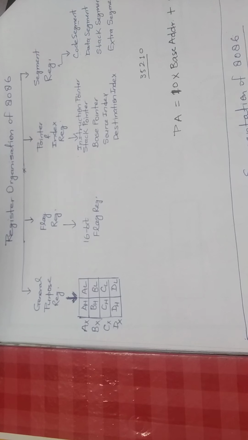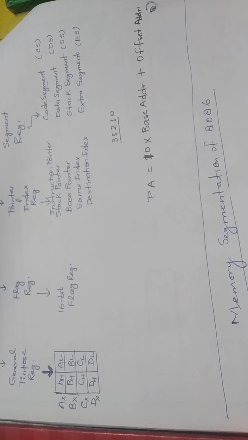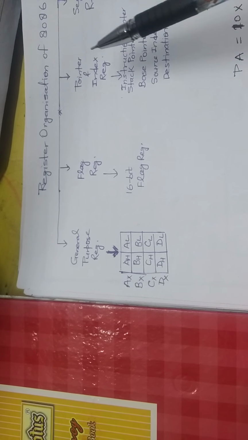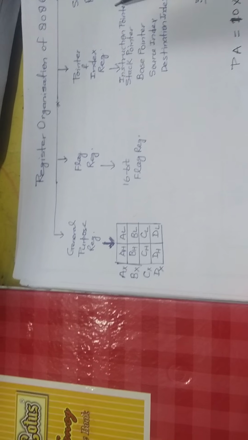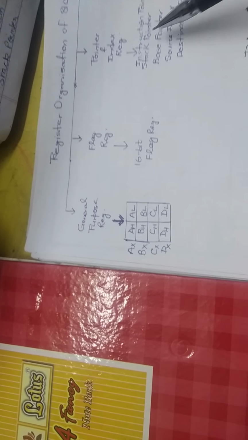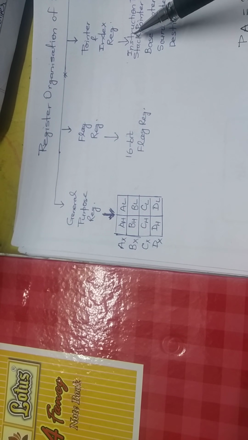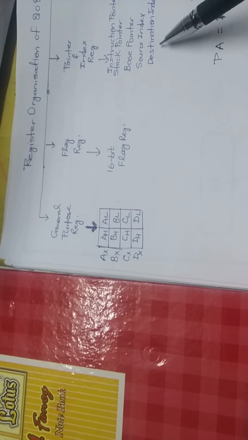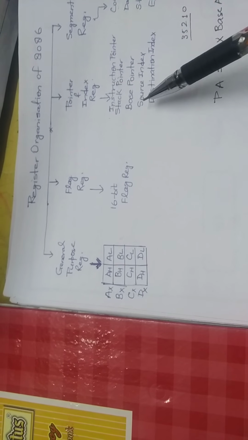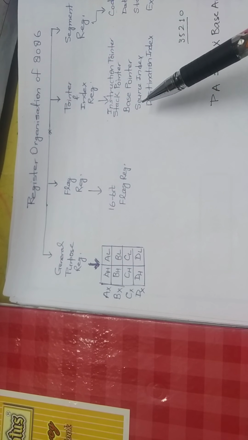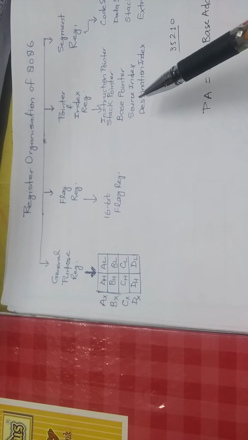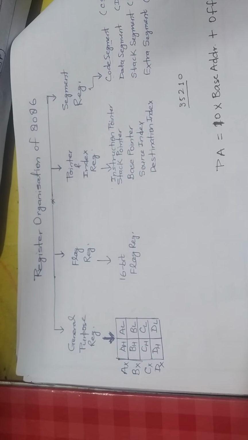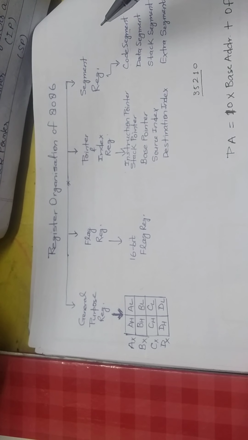The offset addresses of the different segments of the memory are stored in pointer and index registers. These are also 16-bit registers, and there are 5 different types: instruction pointer, stack pointer, base pointer, source index register, and destination index register. All these registers are 16-bit, and they are used to store the offset address of different segments of the memory.